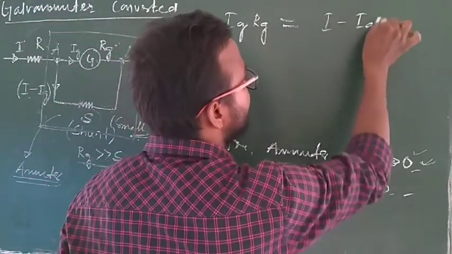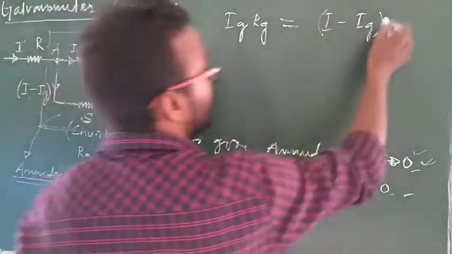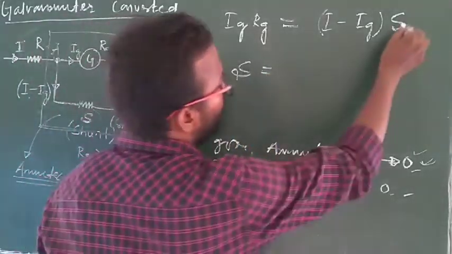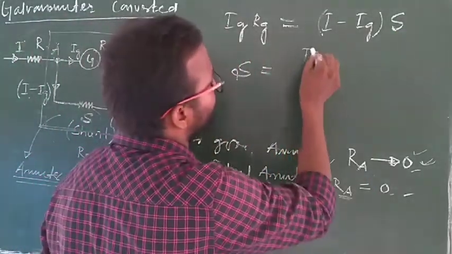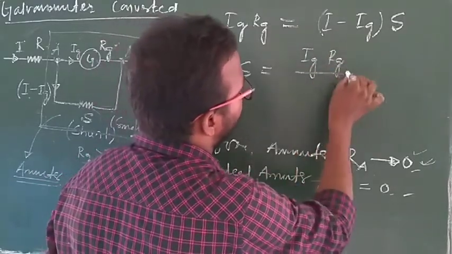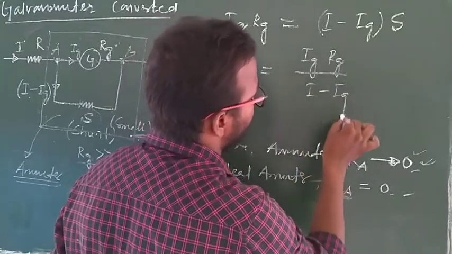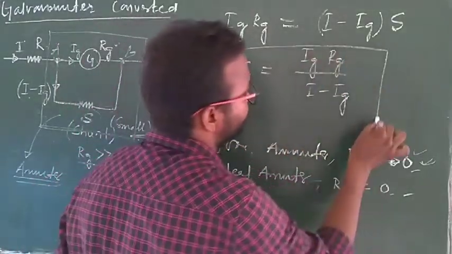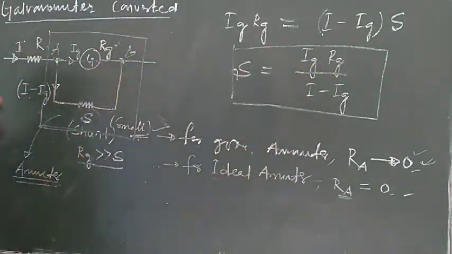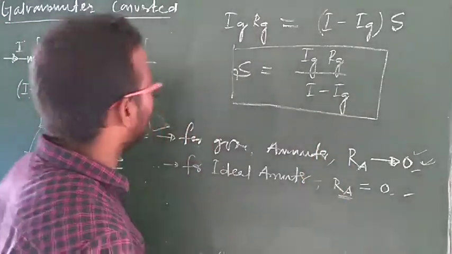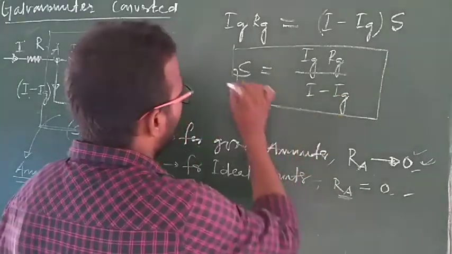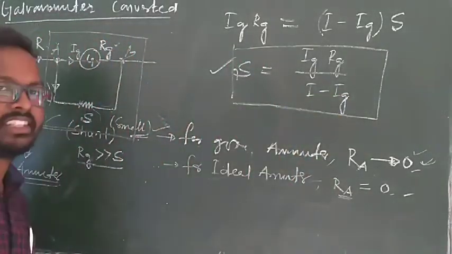which is equal to the current I minus Ig into S. Or you can calculate the shunt resistance: S is equal to Ig Rg divided by I minus Ig. You have to remember this relation. What is Ig? The current which is passed through the galvanometer. What is Rg? Resistance of the galvanometer. What is I? Total current flowing through the circuit. So in this way we can calculate the shunt resistance.